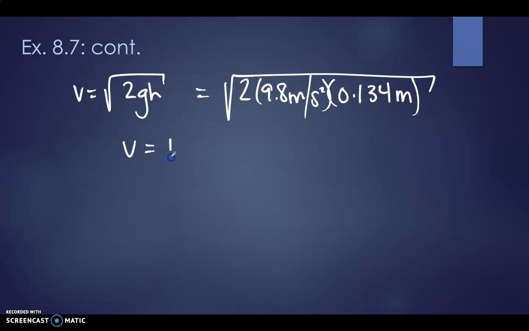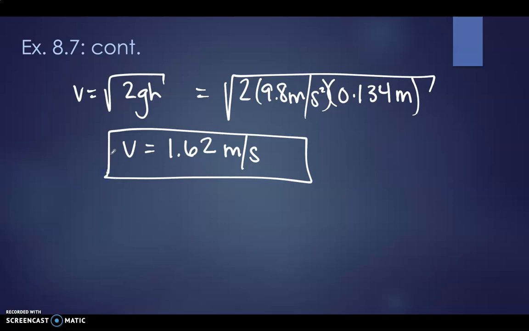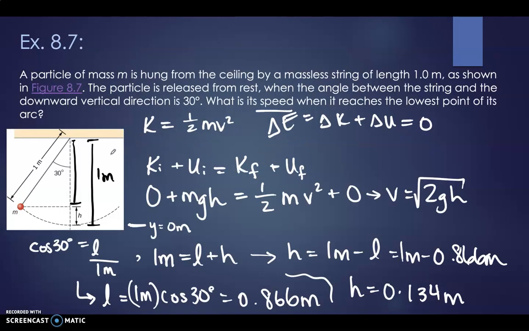And we get the velocity is 1.62 meters per second. So that is our velocity or our speed, since we don't know which direction. Okay? Alright, so hopefully I didn't lose you guys on that problem. It can be kind of intimidating to look at this, but once you break it down, it makes a lot more sense. Okay?